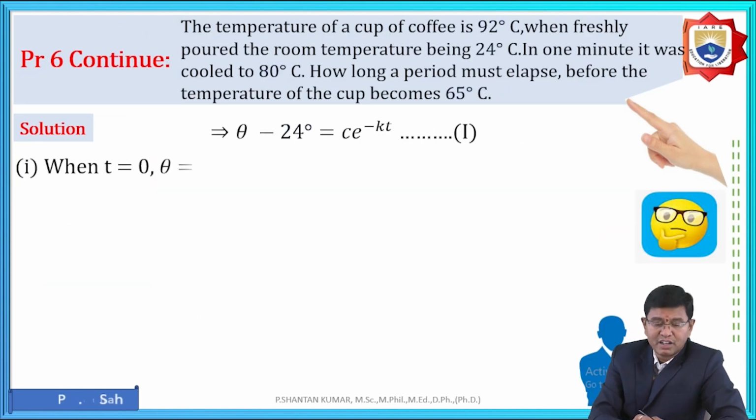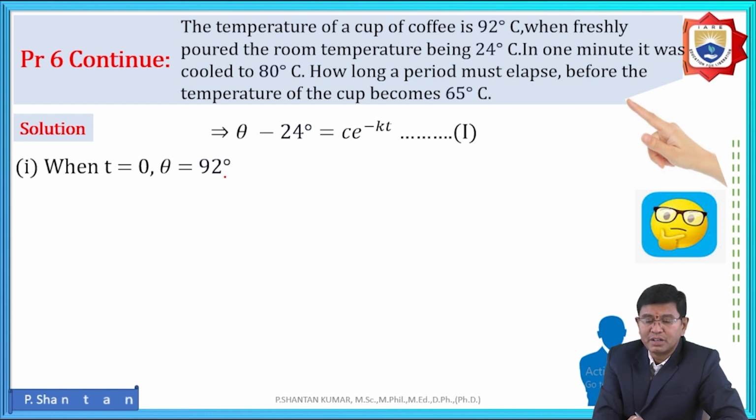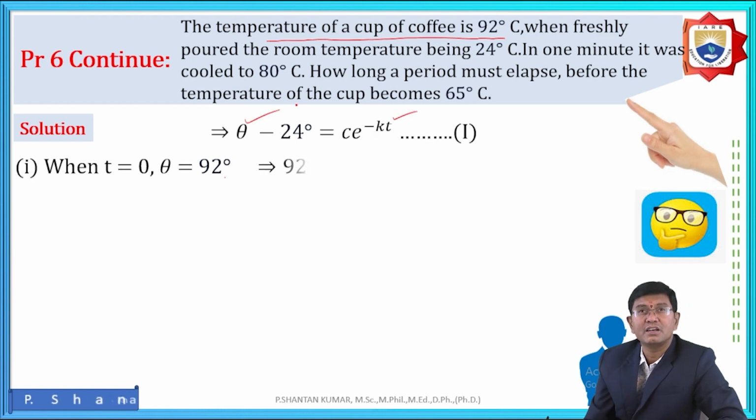First of all, when t = 0, θ = 92 degrees, because initially at t = 0, θ is 92 degrees. While replacing t and θ here, we need to find out what the c value is.